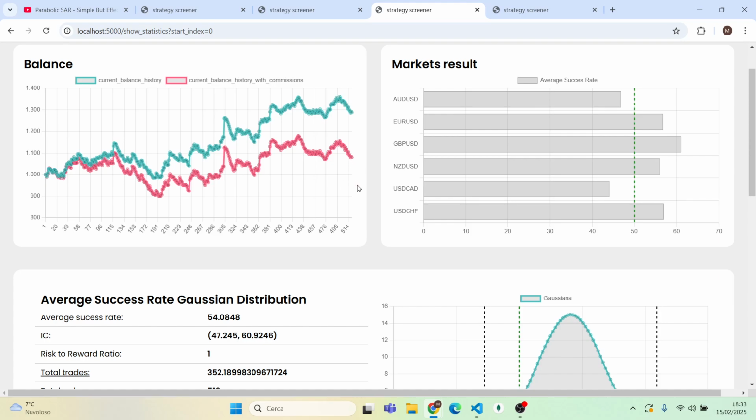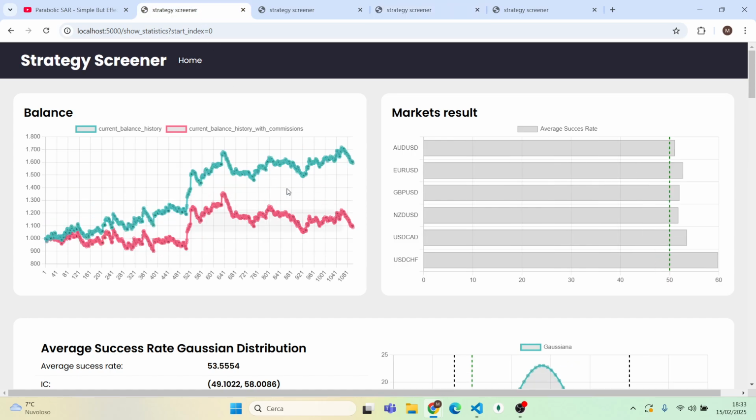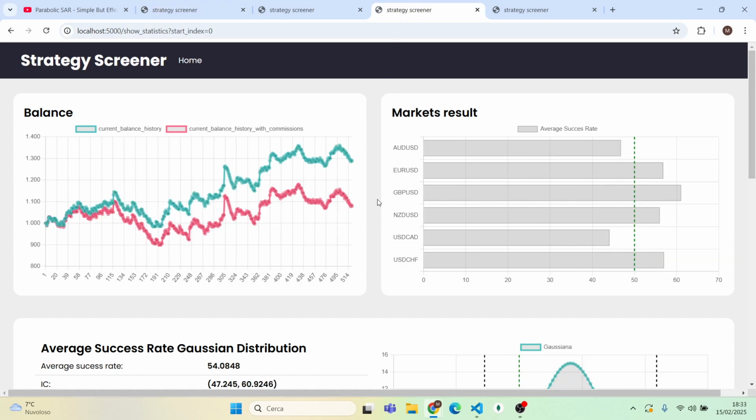But we can also see that with commissions, the balance is almost similar to the one on the train dataset. Why is it happening? Because probably we need less buying power than before, and by needing less buying power, commissions are smaller. If you don't know, on Forex many platforms apply commissions based on how much buying power you are using. So it's also important to pay attention to that.